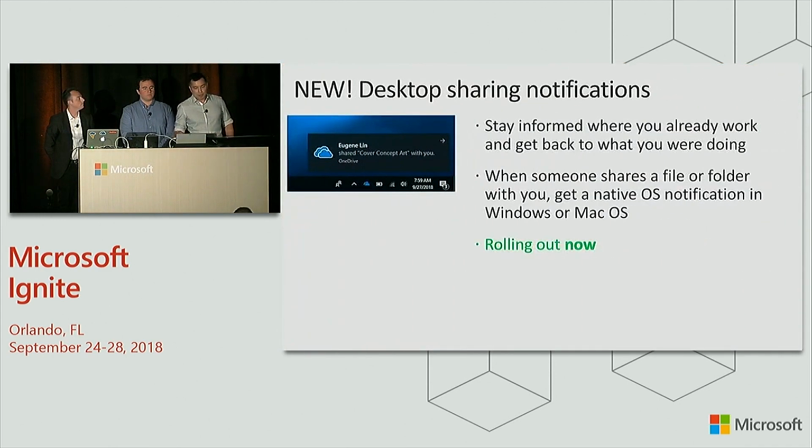To start with, we're happy to announce that desktop sharing notifications are rolling out right now, both on Windows and Mac, so that when somebody shares a file with you, you can stay informed right where you're working. You'll get a native notification in Windows or in Mac OS telling you that someone shared a file with you. It's really easy to dismiss that if you're busy, or to jump in and get to that without having to check your mail, without having to go to a website to see if anything new is happening.